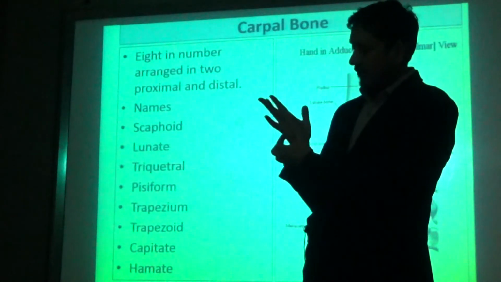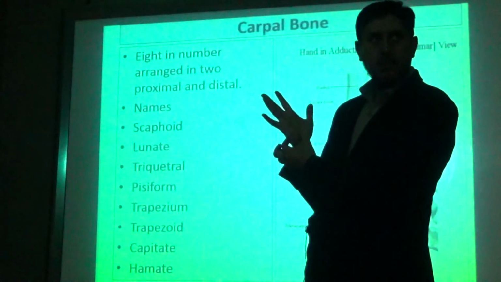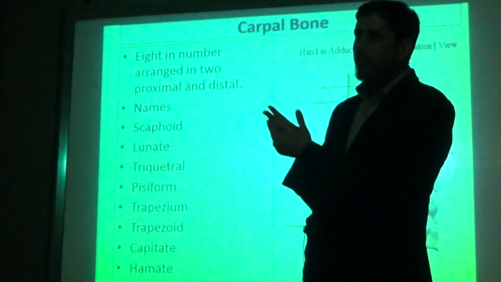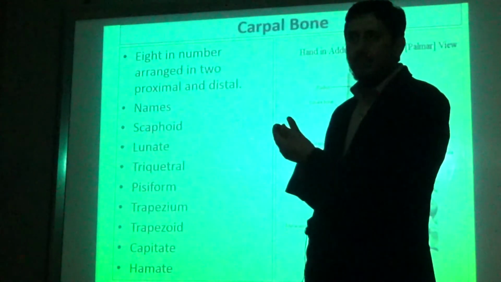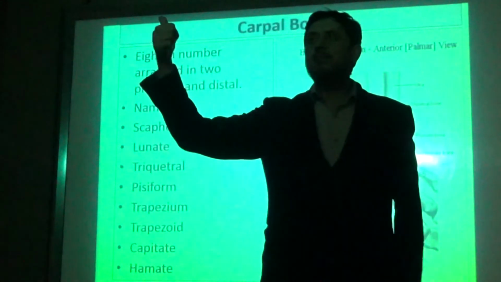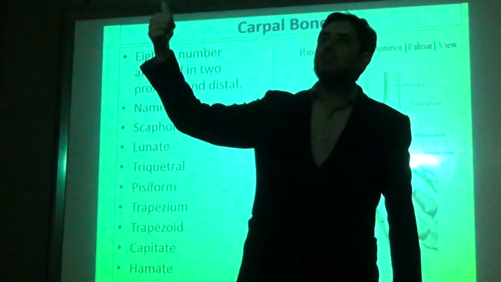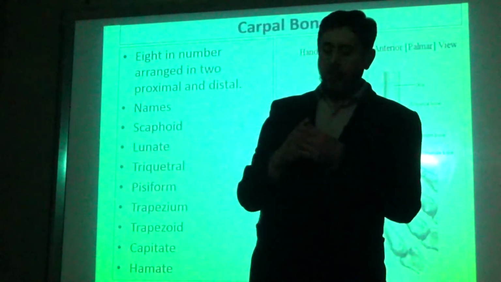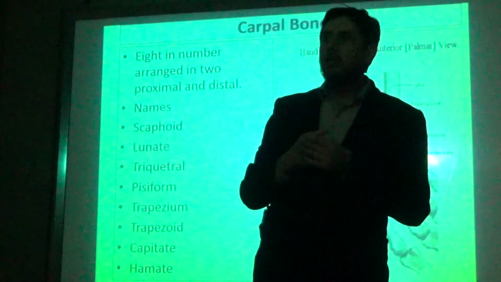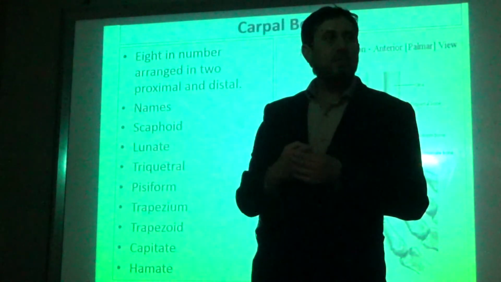This one, fourth one, metacarpal in the palm. And what are the names of the bones over here? How many are there in this thumb? 2. How many in this finger? 3. What are their names? Phalanges.